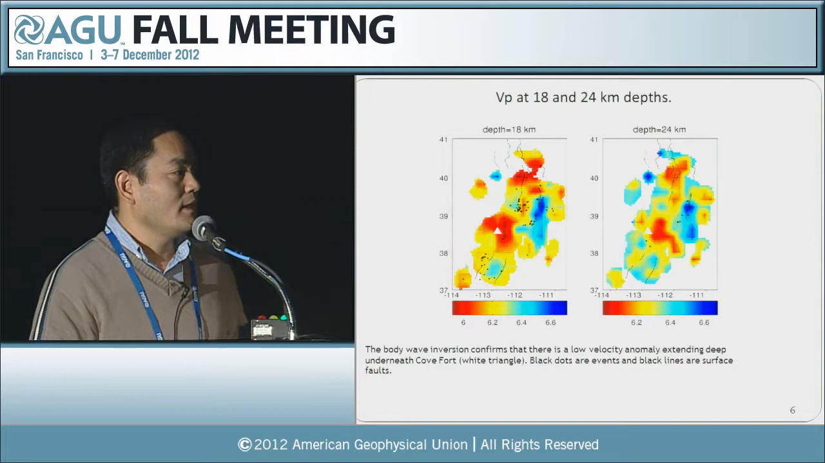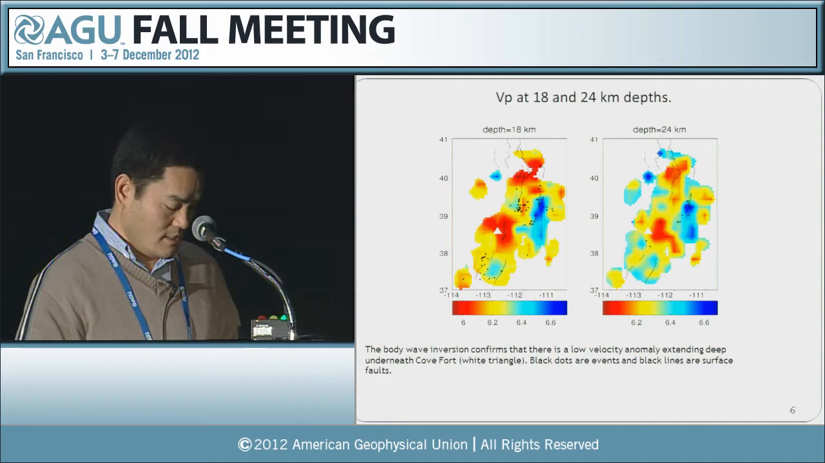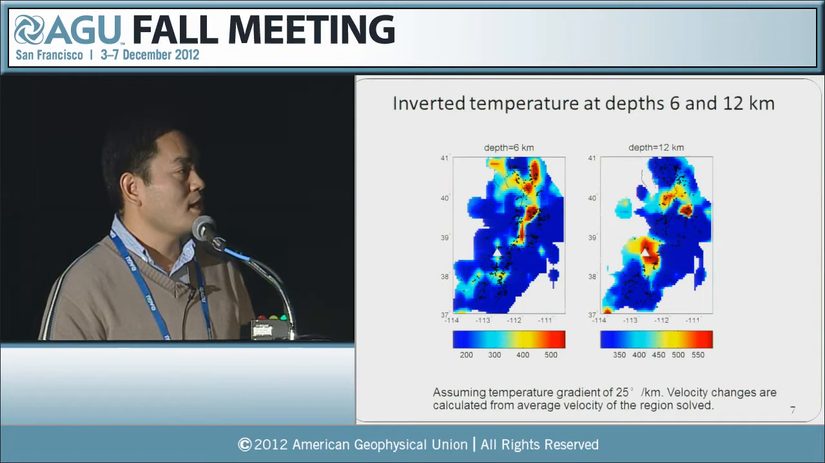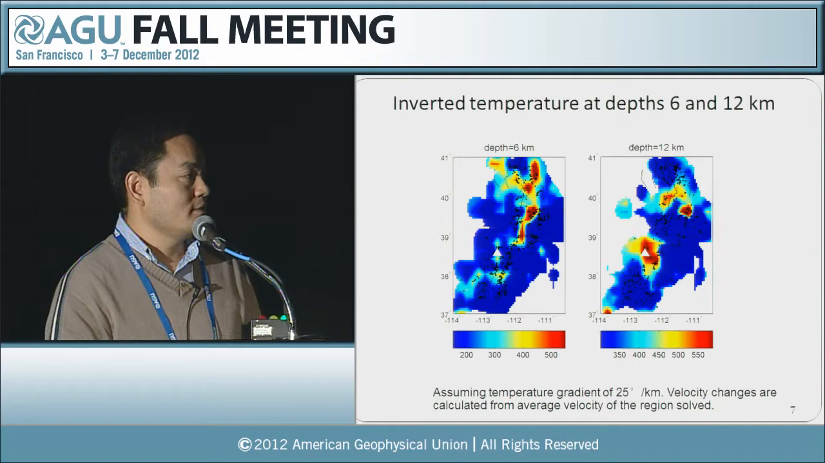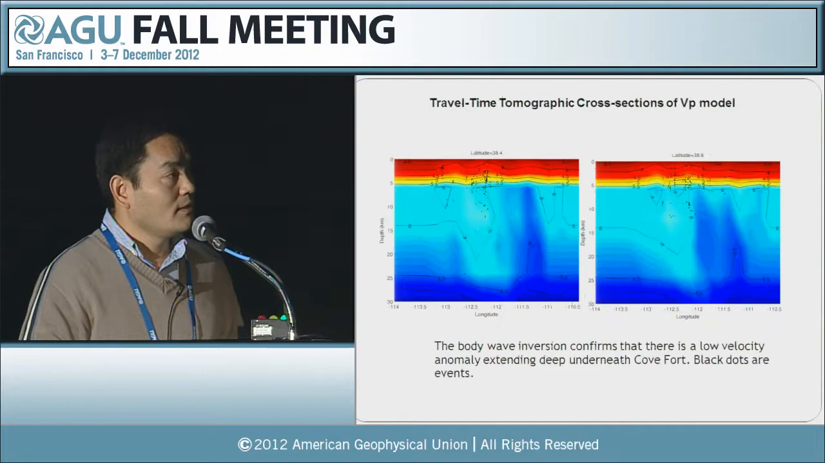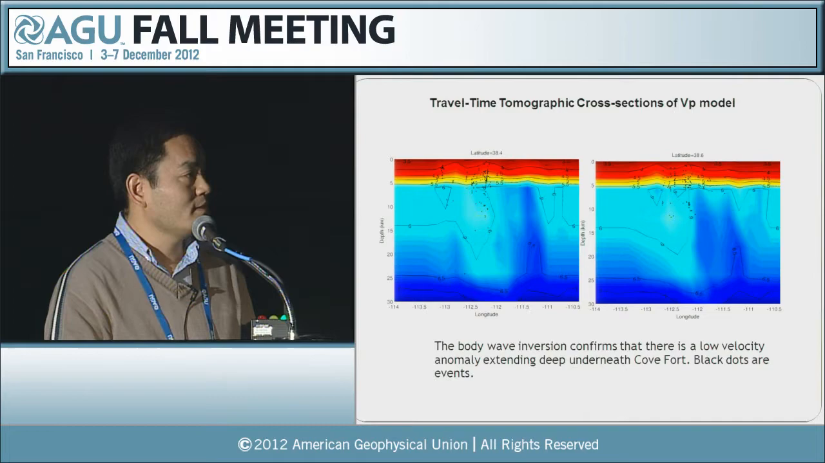And if we relate this low velocity anomaly to a high temperature anomaly, we can actually convert the velocity anomaly to a temperature anomaly. So basically, you can see around the Cove Fort area, there's on average 100 degrees higher temperature in this region than the surrounding area. And this slide shows a cross-section of the Vp model. We can see clearly there is a low velocity anomaly beneath the Cove Fort area.